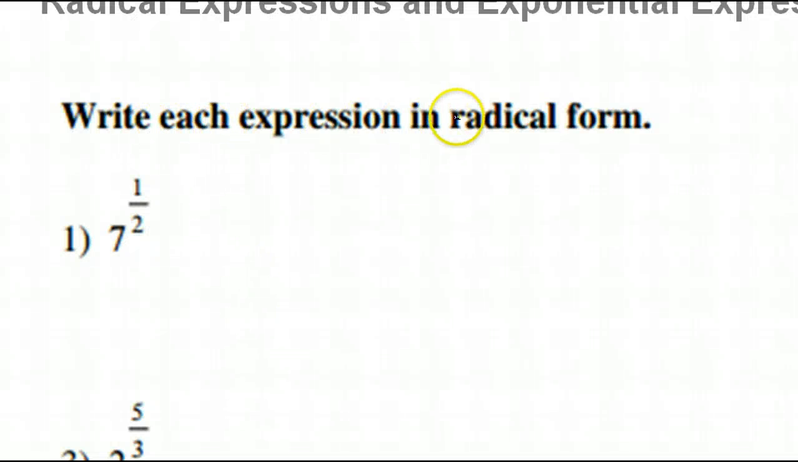Okay, write each expression in radical form. Well, 1/2 power is the same thing as the square root. Okay, so this will just be the square root of 7. There's an invisible 2 right there anytime you have the square root, but we don't write it.